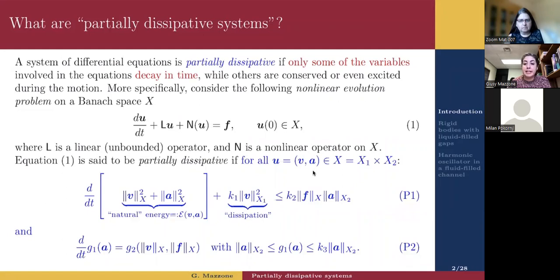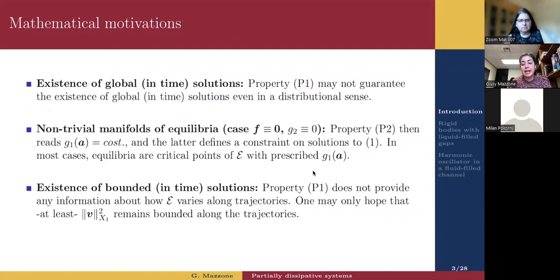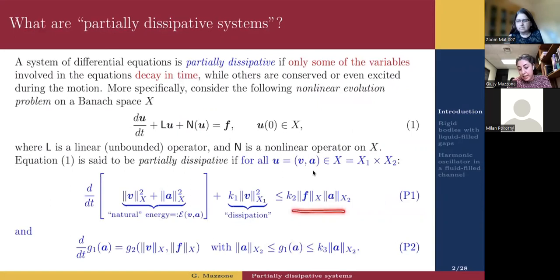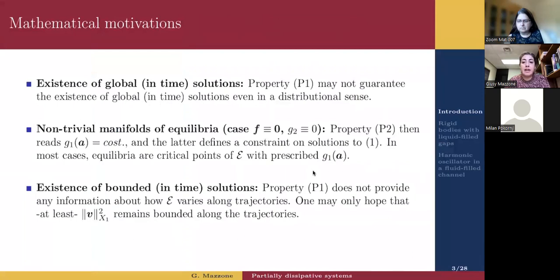So why are these interesting from the mathematical point of view? Because P1, what I will usually call the natural energy, in general will not give us existence of a global in time solution if I don't have any control of the variable A. On the other side, P2 puts a kind of constraint on the equation, and so it would make, for example, the set of equilibria much more complicated. In general, we have a manifold of equilibria. If one takes P1 and P2 together, it's not even clear, even if we have a global solution, whether we can say anything about long-time behavior or the stability of the system.